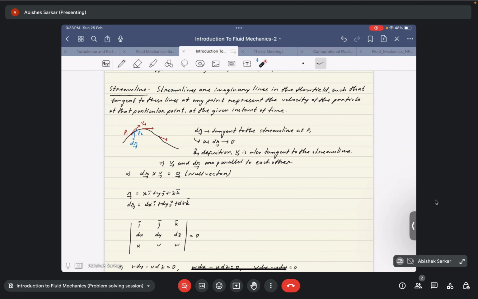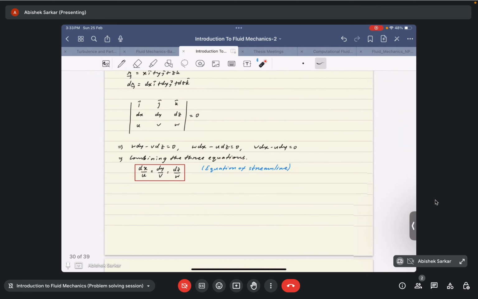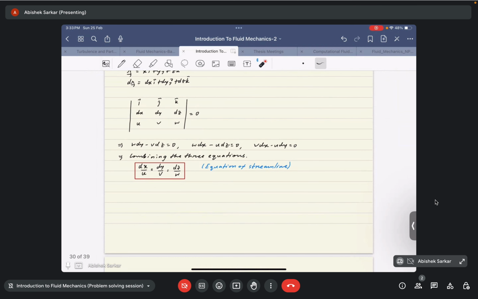by streamline here, these streamlines are defined as the imaginary lines in the flow field such that the tangent to these lines at any point of time represents the instantaneous velocity of the fluid flow at that particular point. Okay, so I won't go to the derivations. Finally, I will just discuss the equation of the streamlines, which is given by this equation.